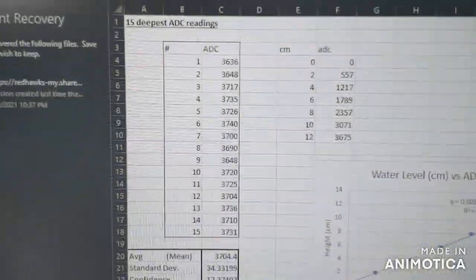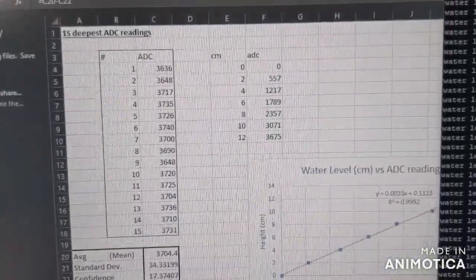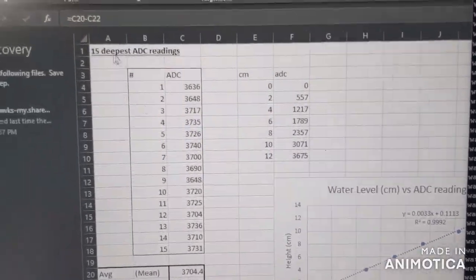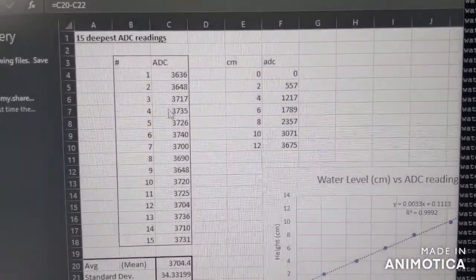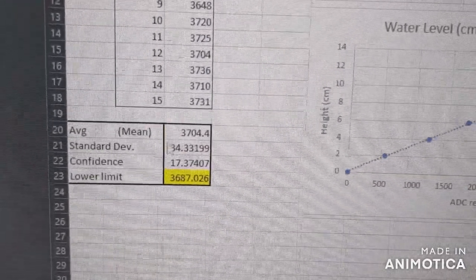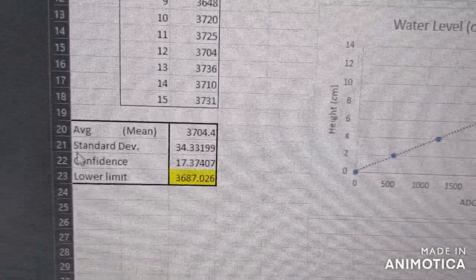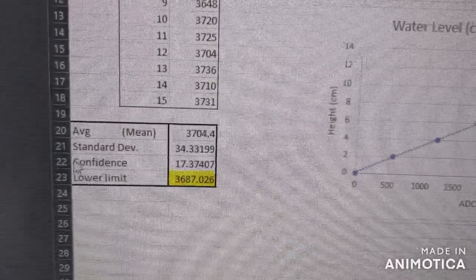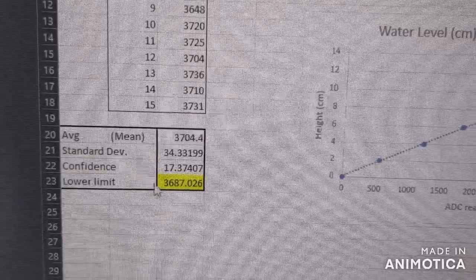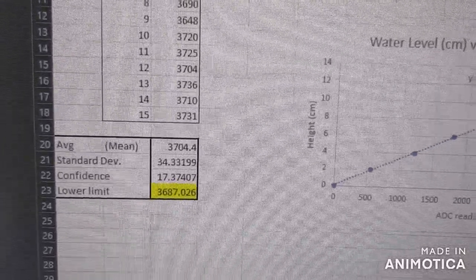Then here are my calculations. This is at 15 readings at the deepest length. Then I got the average or the mean of the values, calculated standard deviation, then got the confidence level, and then we have our lower limit, which we would have used for the website.